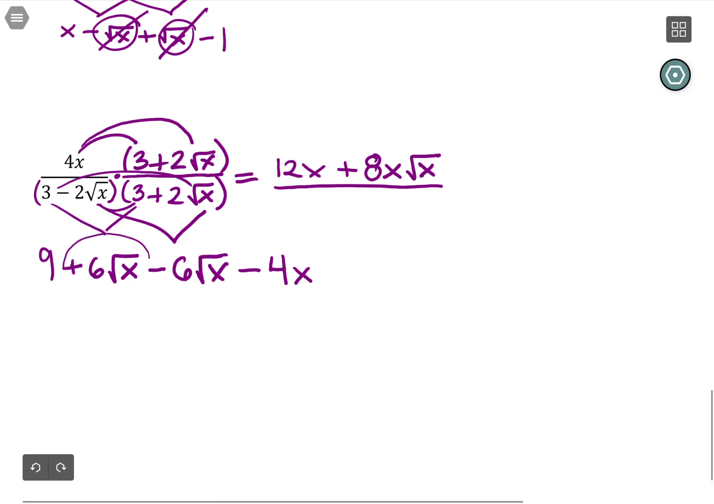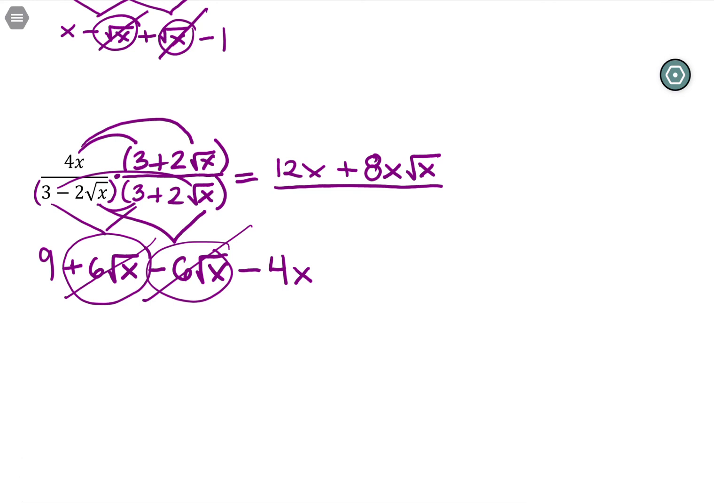As expected, if this doesn't happen, we've done something wrong. We get a positive 6 root x and a negative 6 root x. Addition, subtraction, cancel. So we have nothing left in the middle, 0 left in the middle. Instead, we just have a 9 minus 4x. And that, again, is considered simplified.